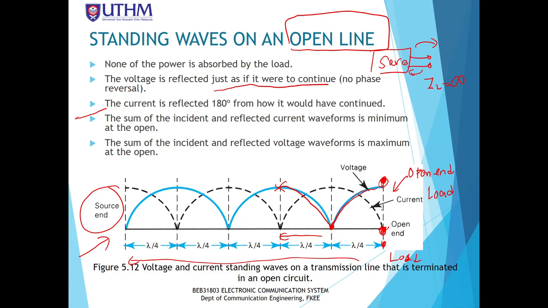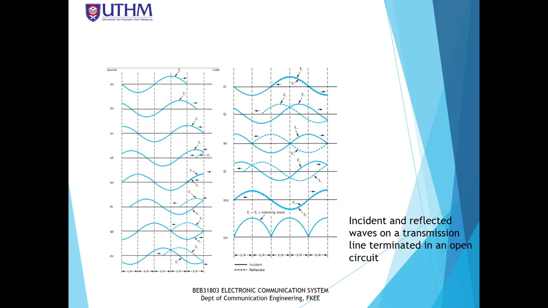And if we look from the current perspective, the current is minimum at the load. And as we move lambda over 4 towards the source, the current would be maximum. And then if we move another lambda over 4, the current would be minimum. And so on. Dan seterusnya. Okay. So you see that the sum of the incident and reflected current waveform is minimum at the open. The sum of the incident and reflected voltage is maximum at the open. So I already explained about this. Okay, it says sum because it consists of incident and reflected. Sorry. So I move to the next, this one.